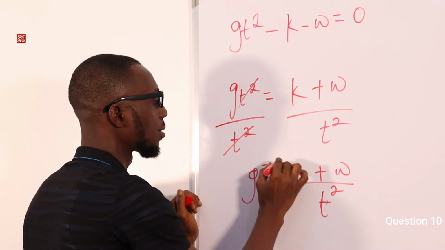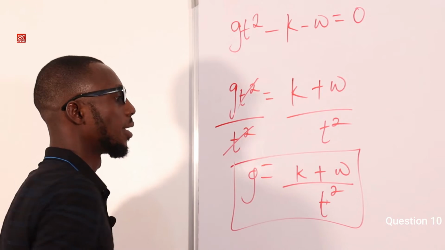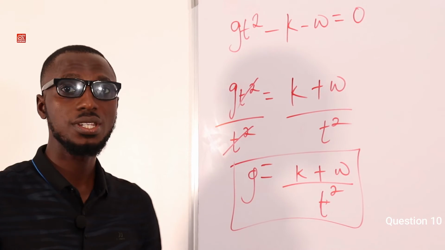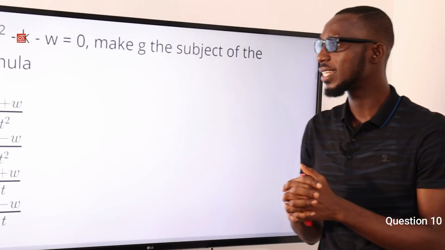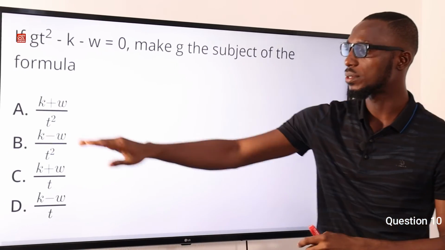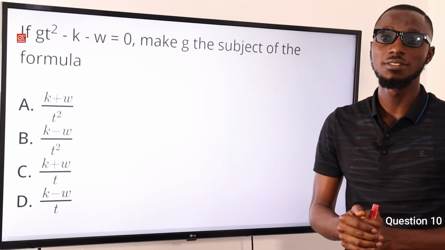All right, so this makes for the correct solution. Let's go back to the screen to pull out the correct option. g equals k plus w over t squared. Look through the options provided and you will find the correct option in option A. So option A is very correct.